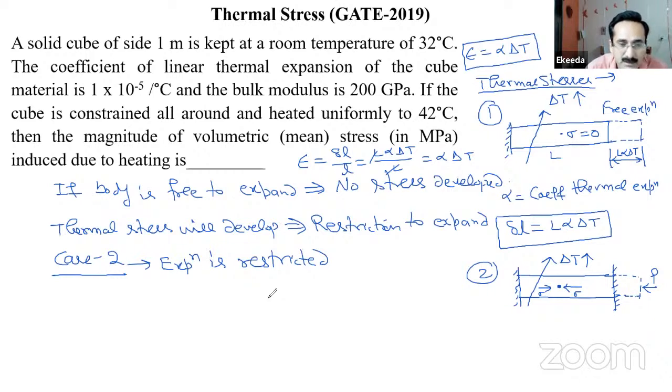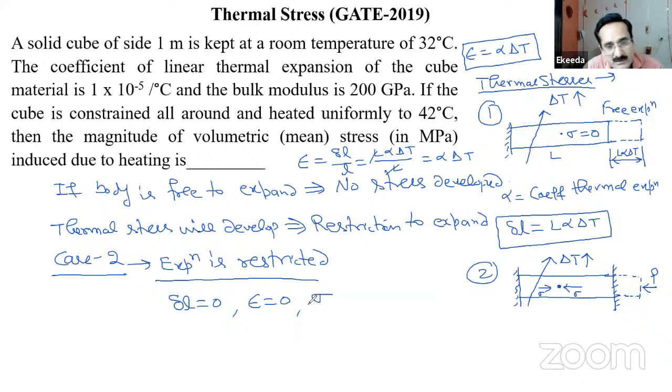Expansion is restricted. In this case, when the expansion is restricted, it means that the change in length, delta L, is 0. Also the strain is 0, but there is some stress developed, right? There is some stress developed. Is it okay? And what is the stress developed?